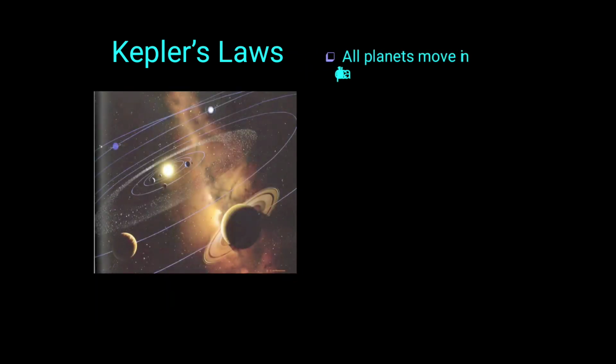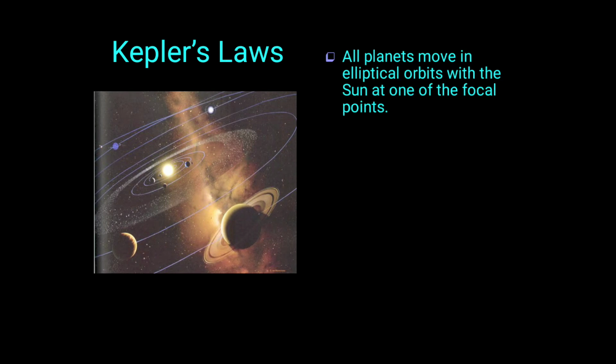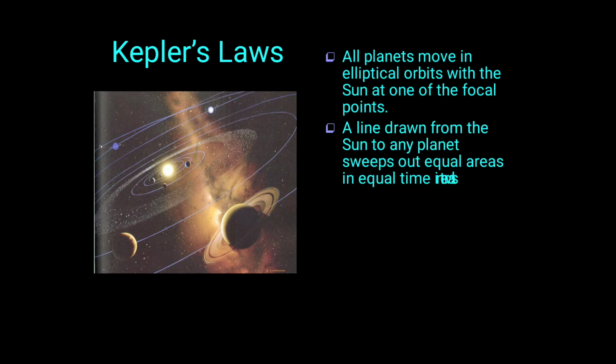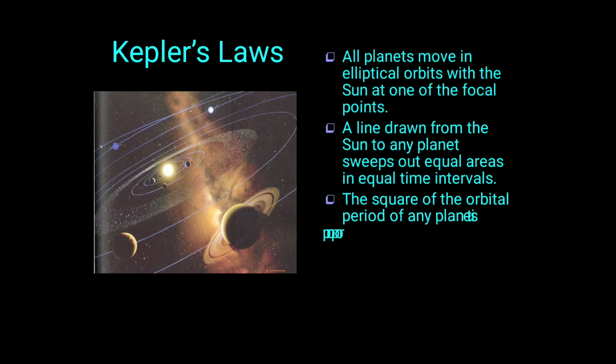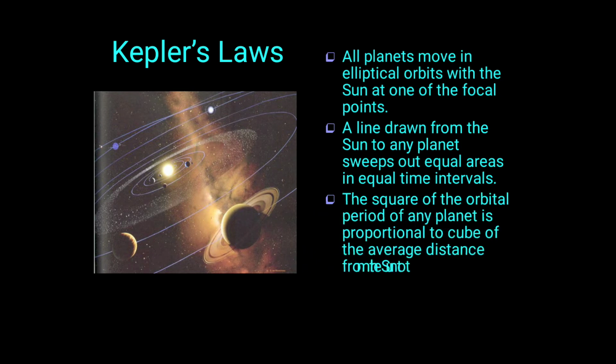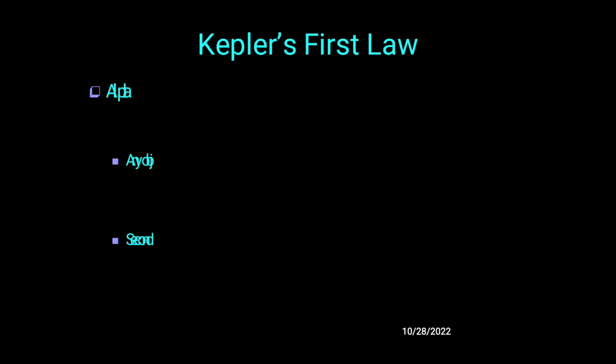In Kepler's laws, all planets move in elliptical orbits with the sun at one of the focal points. A line drawn from the sun to any planet sweeps out equal areas in equal time intervals, which is called Kepler's second law. The square of the orbital period of any planet is proportional to the cube of the average distance from the sun to the planet, which acts like the semi-major axis. Let me go to Kepler's first law.